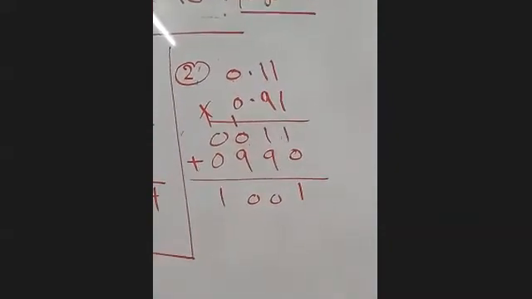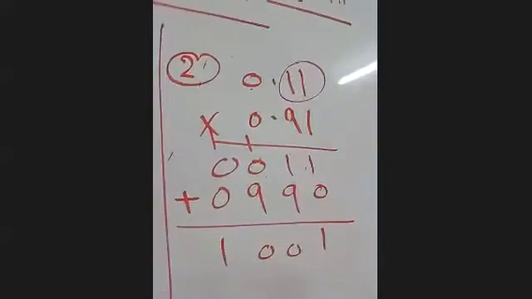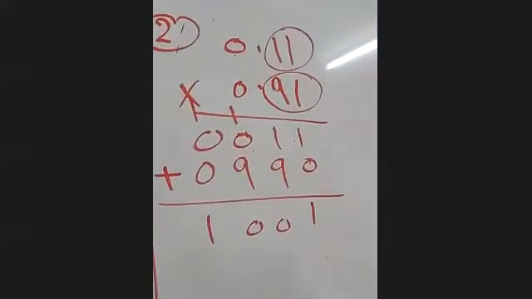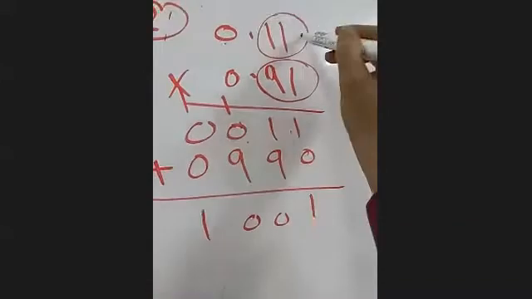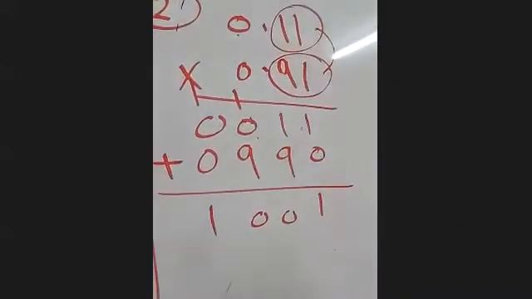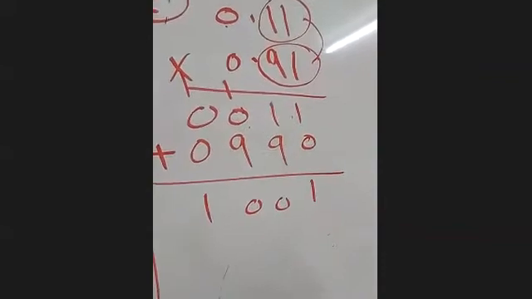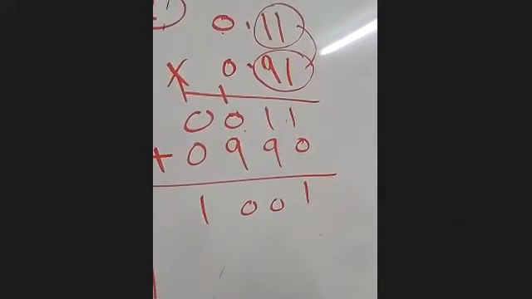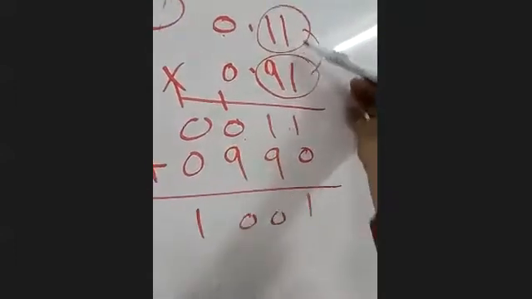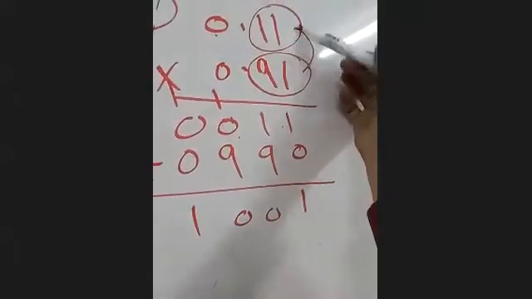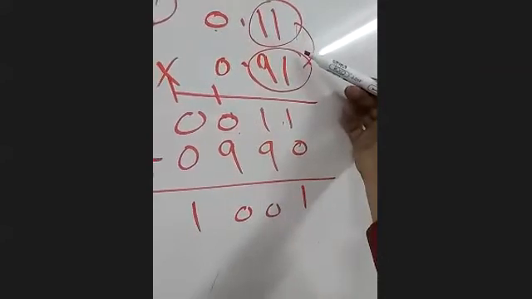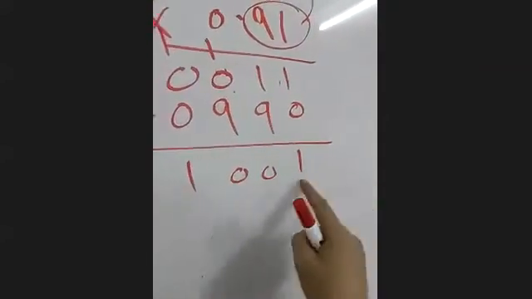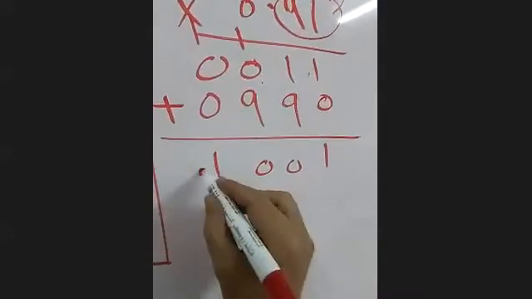Yes. How many digits here? 1, 2, 3, 4. And here? 4. Together we have 4 digits. Answer my questions only. How many digits do we have here? Look here. Together 4. Go down from the right, count 4 digits and put the decimal.